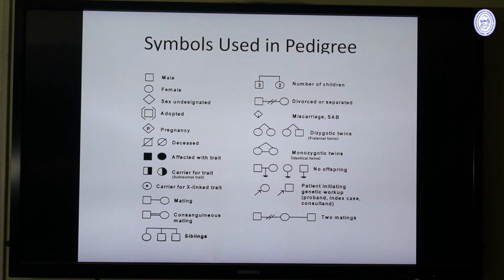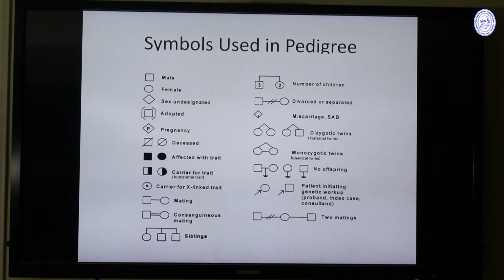Now, number of children can be denoted by putting the number of that particular sex or gender, that is here there are 3 males or sons while 2 daughters. Now, in this condition the marriage line is disconnected, so it is a case of divorced or separated. This is the symbol of miscarriage or stillbirth.